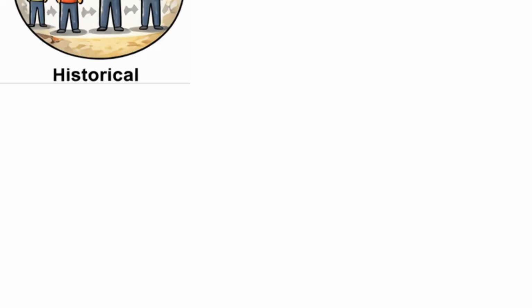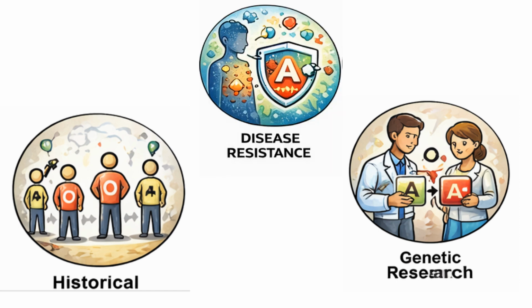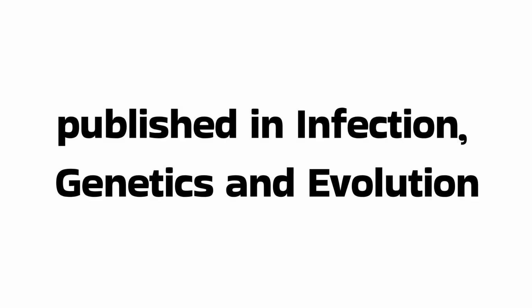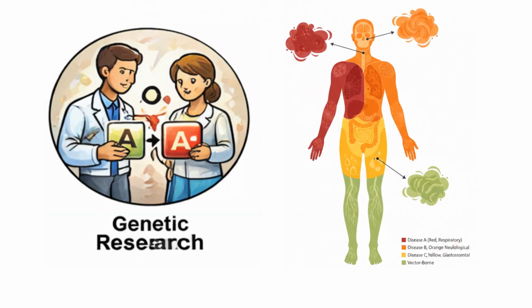From an evolutionary perspective, researchers have explored possible links between type B and resistance patterns to certain infectious diseases. Some population-level studies, including research published in Infection, Genetics, and Evolution, have examined correlations between blood group distribution and regional disease exposure. There is also ongoing research investigating how ABO types influence inflammatory responses and clotting mechanisms.